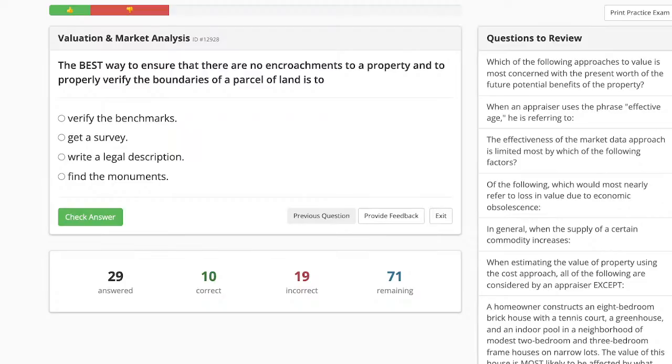So you have economic obsolescence, functional obsolescence, and physical deterioration. I would like you guys in the chat right now to give me an example of economic obsolescence. Please write it in the chat.